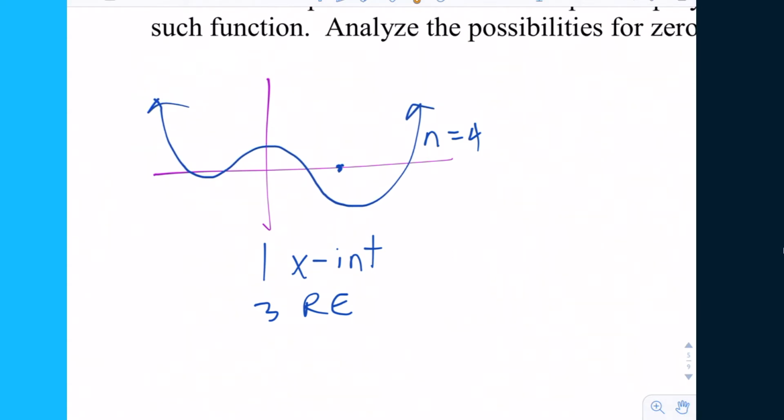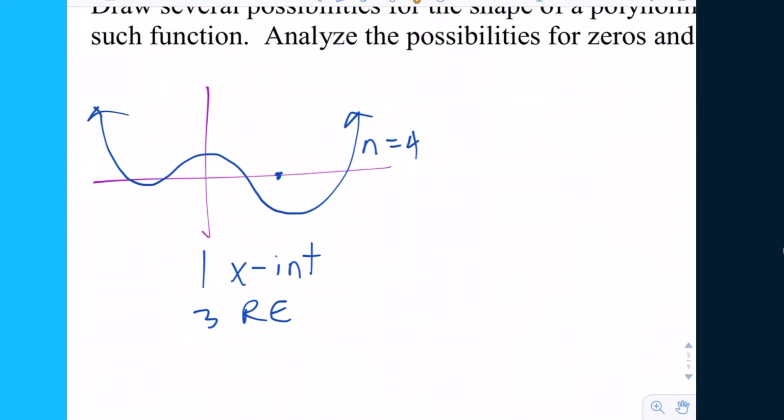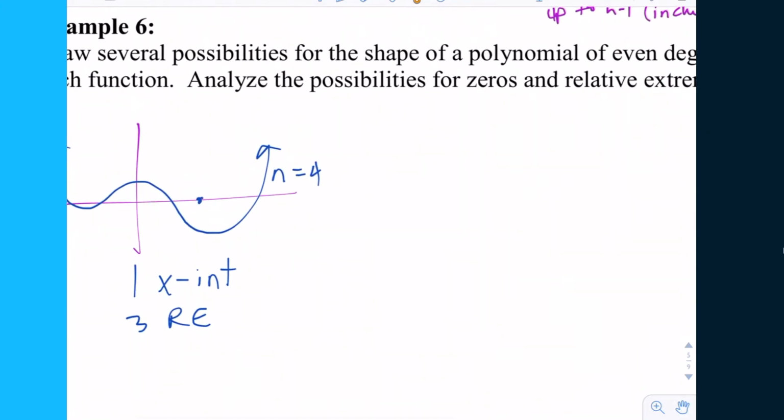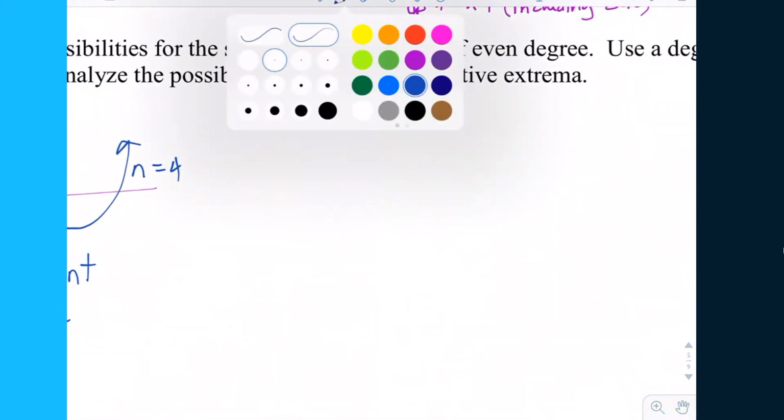But can I draw a 4th degree polynomial with just 2 relative extrema? No, because if I turn twice, let's say I come to the top, turn once, turn twice, now I'm heading out the bottom. And that's not good because they have to have the same end behavior. Yes, it'd be odd. So the next odd number smaller than 3 is 1. Can I draw a 4th degree polynomial with only 1 relative extrema? And the answer is yes.